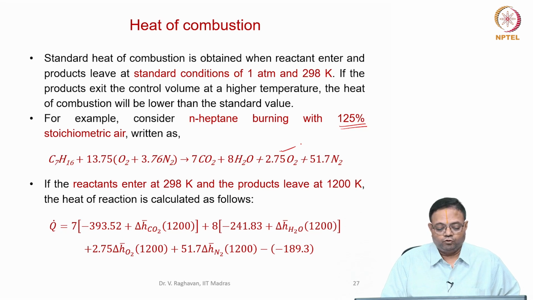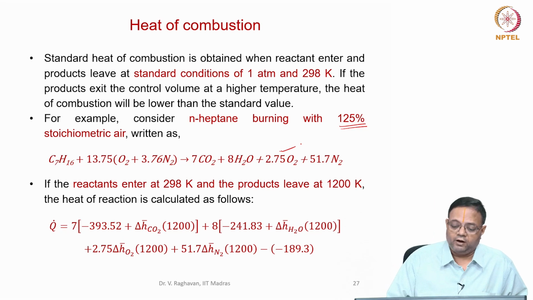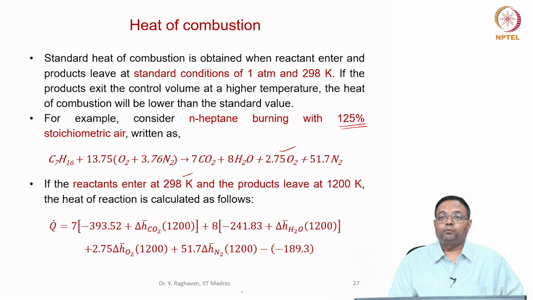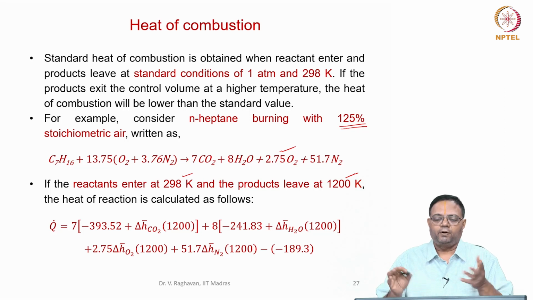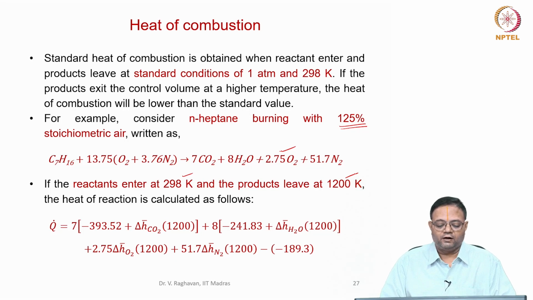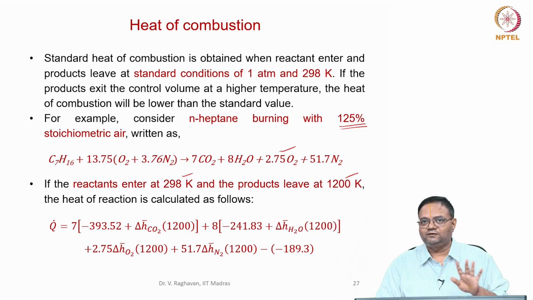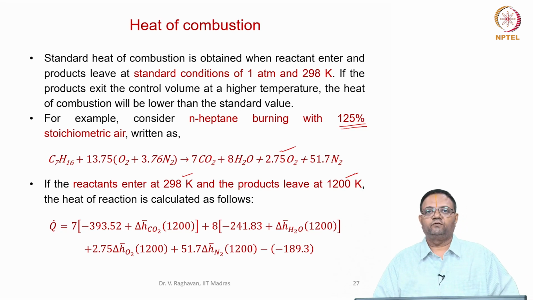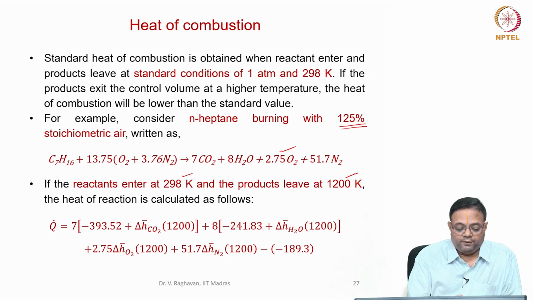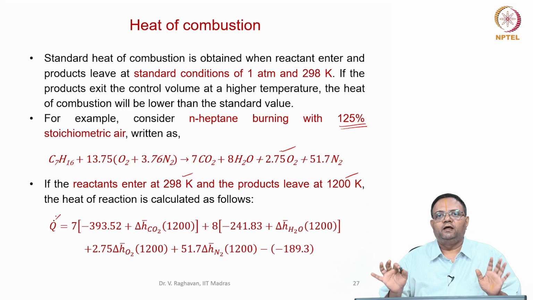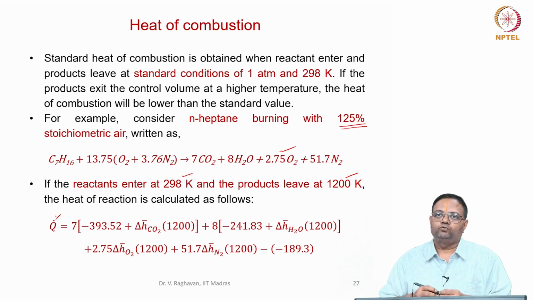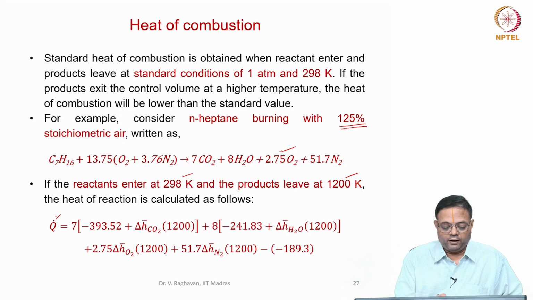So, now reactants are entering at 298, but products are leaving at 1200 Kelvin, typically as in from a compartment fire and so on. So, how will you calculate the heat of reaction here? Please understand, this is not the standard heat of reaction. Standard heat of reaction requires the products to be cooled to 298 Kelvin. So, here Q dot is the heat which is released when the products leave at 1200 Kelvin. Okay. Obviously, it will be less than the standard heat of reaction.